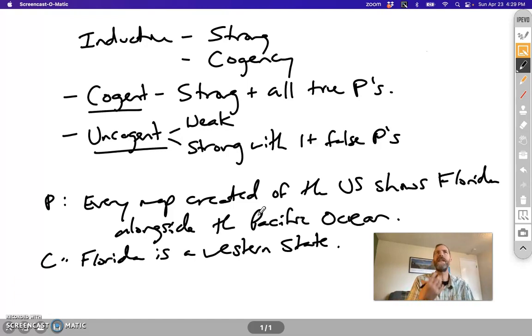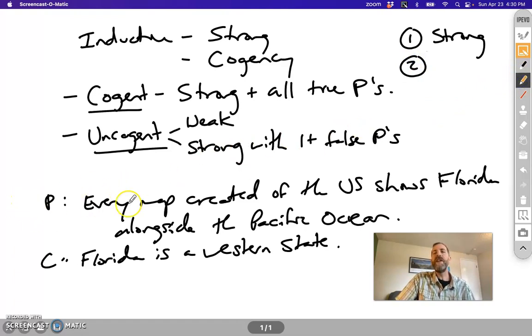But maps tend to be accurate, and the more maps we engage with that are accurate, the more likely it is that they give us accurate information. So I would say that, assuming that the premise is true, this would give us good reason to think that the conclusion is also true. So I would say that it passes that step of being a strong argument. It has a strong form to it. Okay, and so that means I have to go on to my second step and consider whether the premise is actually true. And of course, Florida is alongside the Atlantic Ocean, not the Pacific Ocean. This is a false claim right there. And so we would say that this is an uncogent argument, not for its form, but for having a false premise in it. All right.